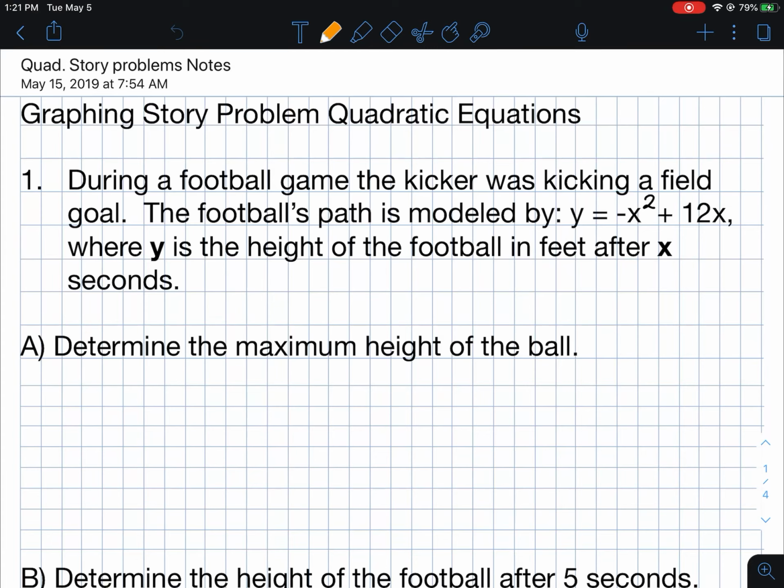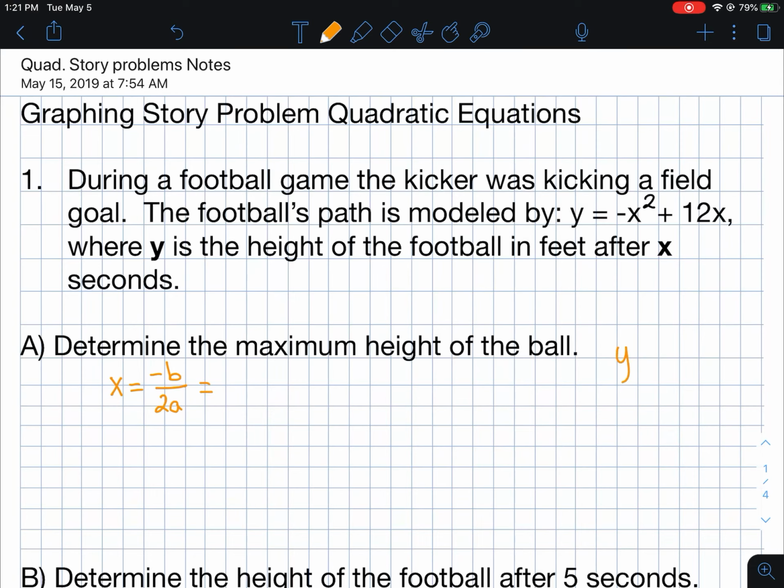So if you remember back a few days ago when we were graphing equations, whenever we are to find the maximum height or the vertex, we have to find the axis of symmetry first, which is x equals the opposite of b over 2a. Remember, our equation is y equals negative x squared plus 12x. So this is our a and this is our b. So b will be negative 12 and our a value is negative 1. So we have negative 12 over negative 2, which simplifies to 6.